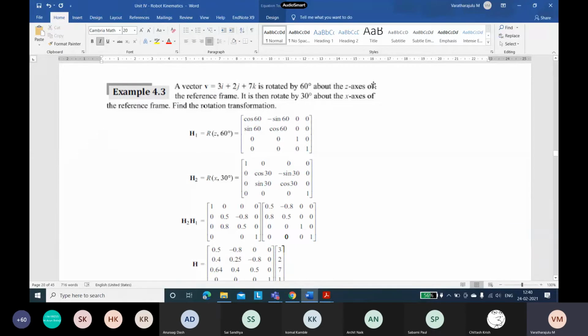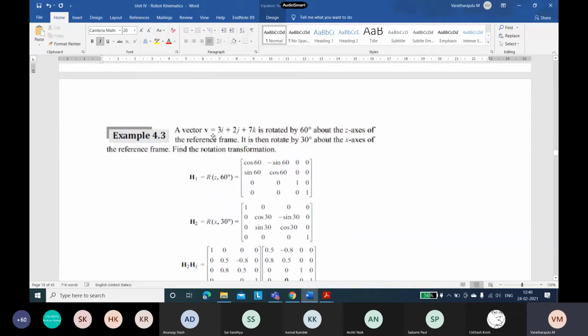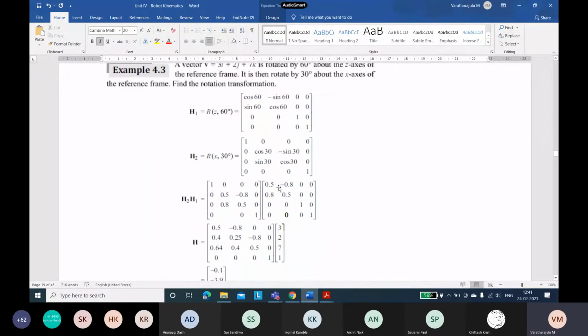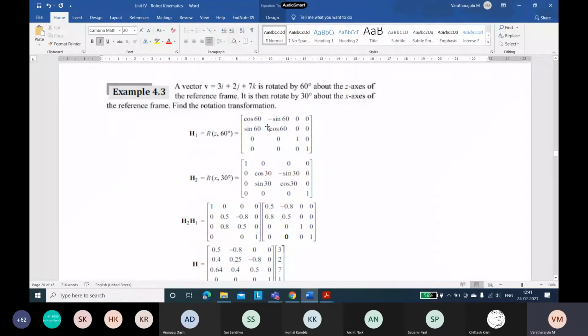60 degrees about the z-axis and 30 degrees about the x-axis, both from the reference frame. We need to find the rotation transformation, derive it, and identify the new point after rotation. What will be the position of the end effector? That is what we are going to find. Here we are concerned about rotation transformation, and in some cases in the past we were concerned about translation transformation. See here, this is the formula. In that formula we adopted the theta.